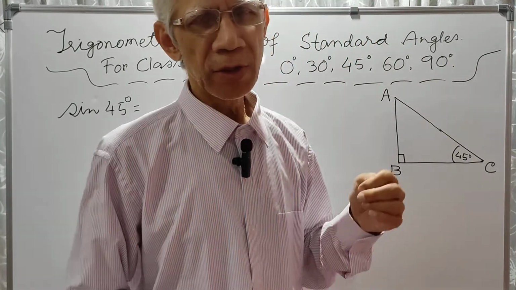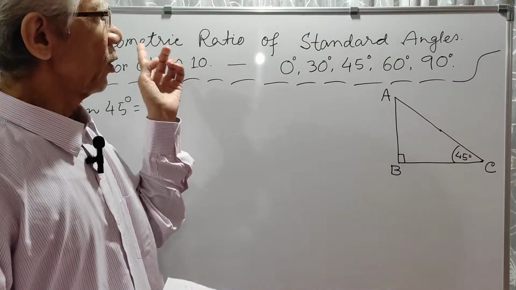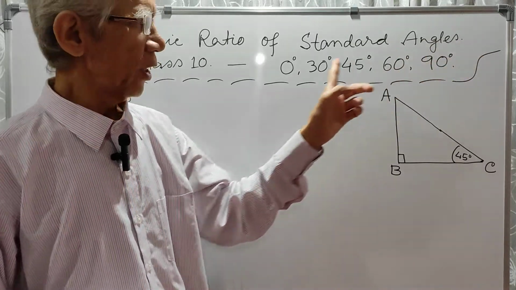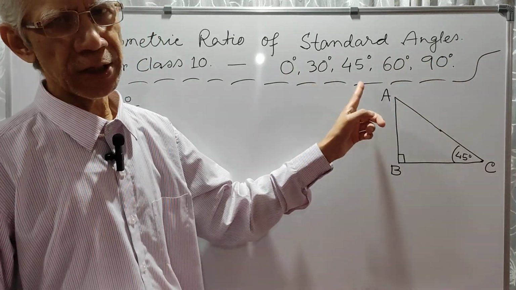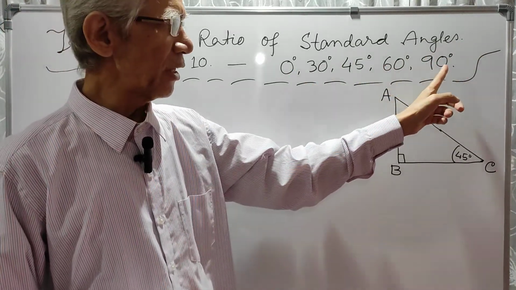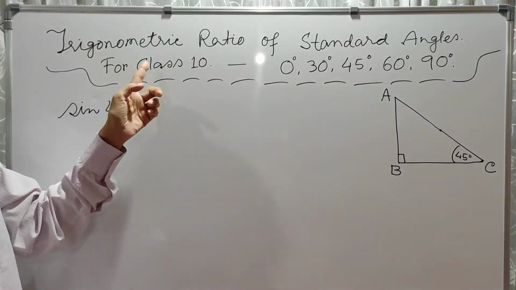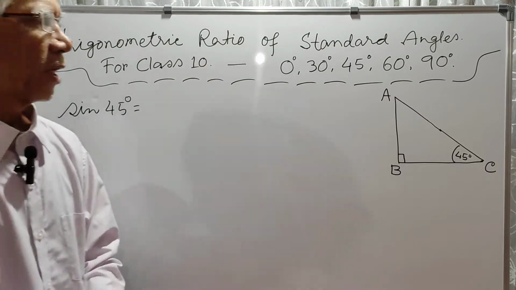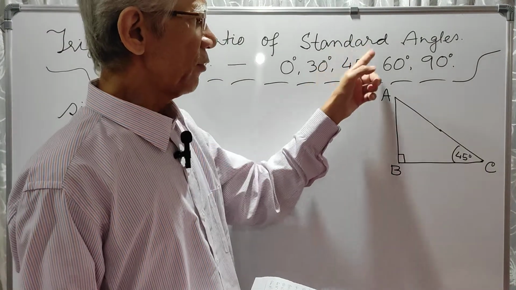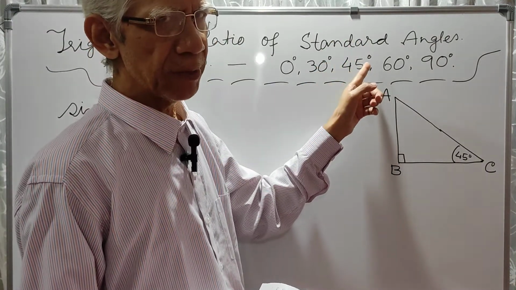My dear students, today I am going to discuss trigonometric ratio of standard angles. These are the standard angles 0 degree, 30 degree, 45 degree, 60 degree and 90 degree. So this is included in the math syllabus of class 10. Alright. So let us begin with 45 degree, trigonometric ratio of 45 degree.